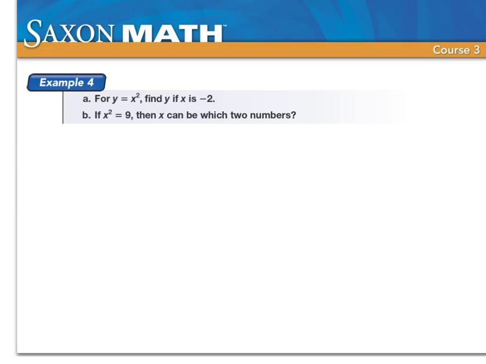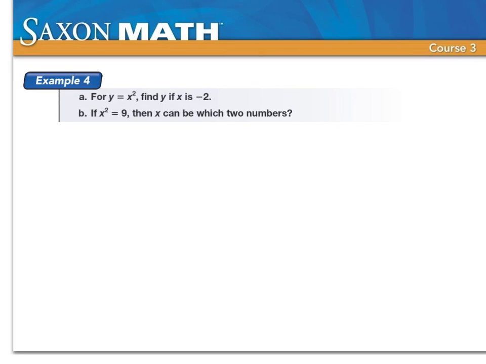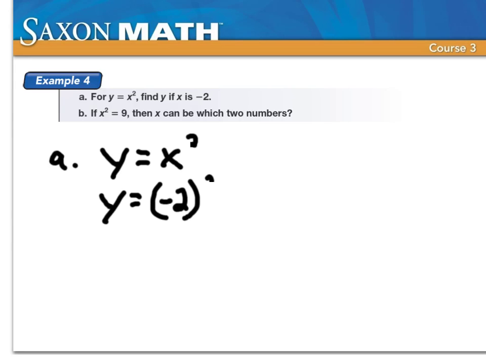And example 4, part A, says for y equals x squared, find y if x is negative 2. So they're telling us that x is negative 2. Well, we're trying to figure out what y is, and we know that x is negative 2. So they want to know what's negative 2 squared. And I put the negative 2 in parentheses because this means I need to take negative 2 and square it. It means negative 2 times itself. So they want to know what is negative 2 times negative 2.